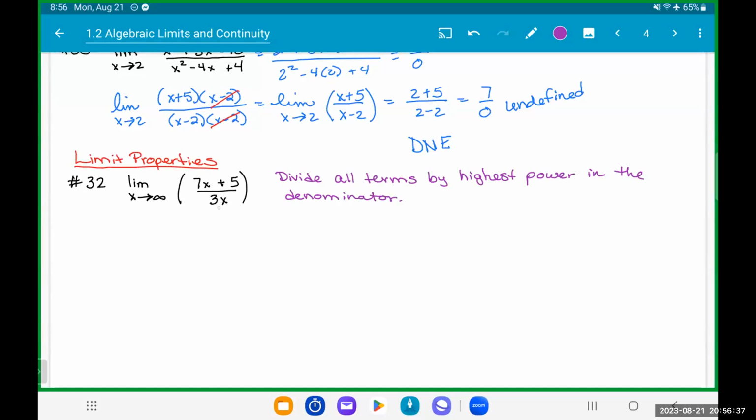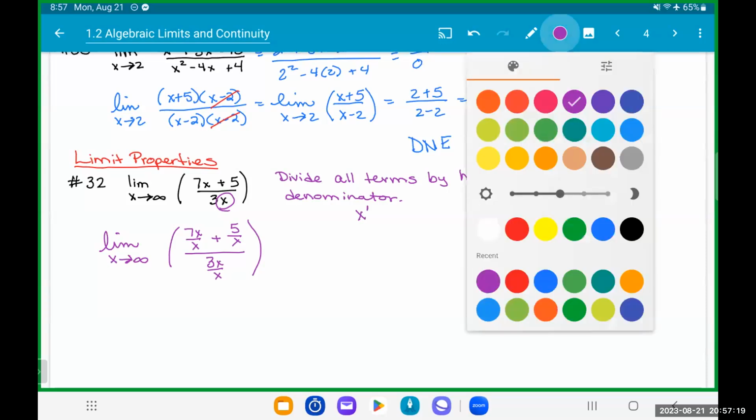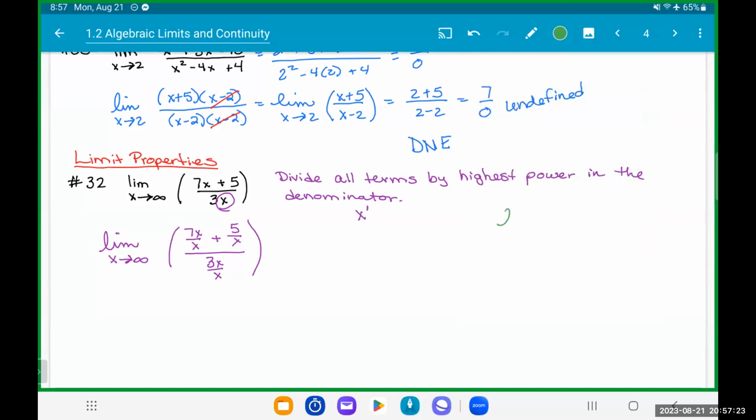Okay, so the highest power in the denominator is x to the 1 in this case. Okay, so we have to divide all terms by x. Okay, so we have our limit as x approaches infinity of 7x divided by x plus 5 divided by x over 3x divided by x. So that's what it means when we're dividing all terms in the denominator by the highest power, okay? And we're going to use the fact that we have the limit as x approaches infinity of 1 over x is equal to 0.